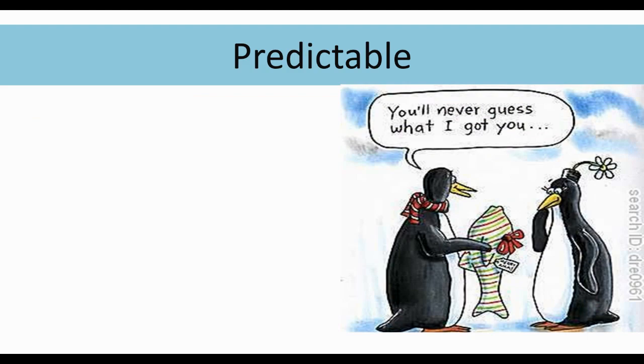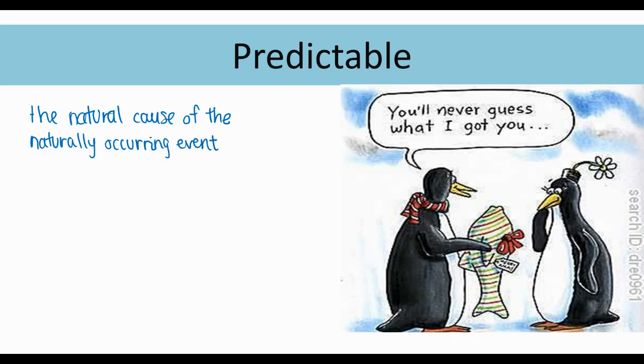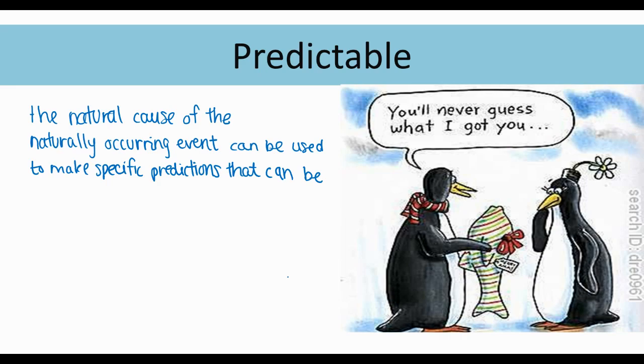Science has to be predictable. So the natural cause of the naturally occurring event can be used to make specific conditions that can be tested. So the natural cause of the naturally occurring event can be used to make specific predictions that can be tested.